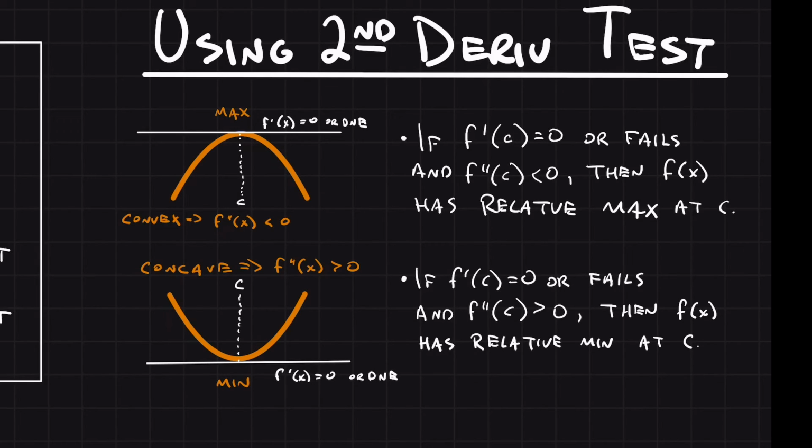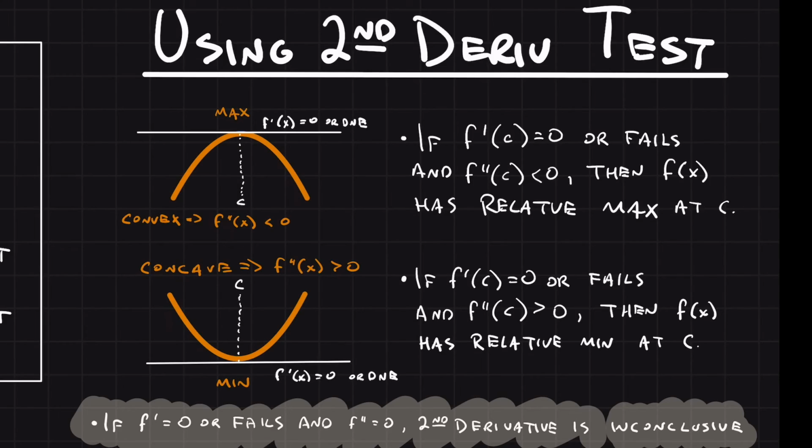To use the second derivative test in the second scenario, if you can show that f prime of c is equal to 0 or it fails, and also show that the second derivative at that point c is greater than 0, so it's concave, that means that f of x has to have a relative minimum at that point, x equals c.